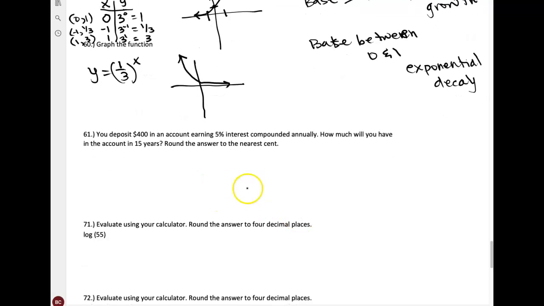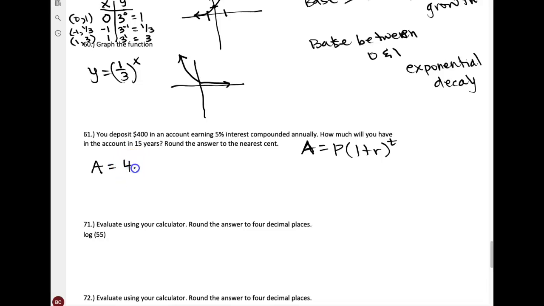All right, then on this one, you deposit $400 into an account earning 5% interest compounded annually. How much will you have in the account in 15 years? So this formula will be given to you on the test. Okay, so that's probably a pretty good indication that it's going to be on there, right? So A equals P times 1 plus R all raised to the T power. All right, so we're just putting our stuff in there. A is our end amount, so that's what we're trying to find. P is the principal, so how much we put in first.